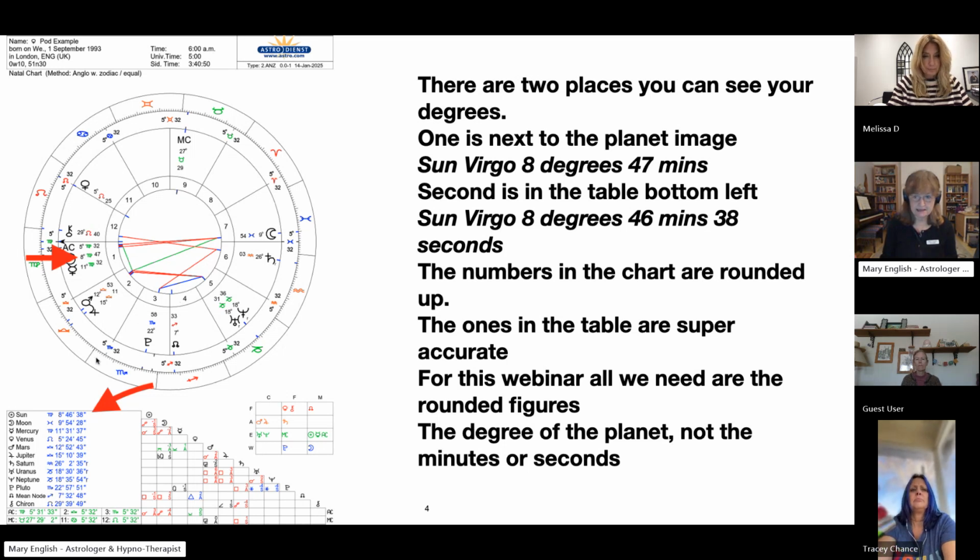The second place to see them is in the table bottom left. So you've got sun, Virgo, 8 degrees, 46 minutes and 38 seconds. The numbers in the chart are rounded up. The ones in the table are the super accurate ones. For this webinar, all we need are the rounded figures. The degree of the planet, we don't need the minutes or seconds.